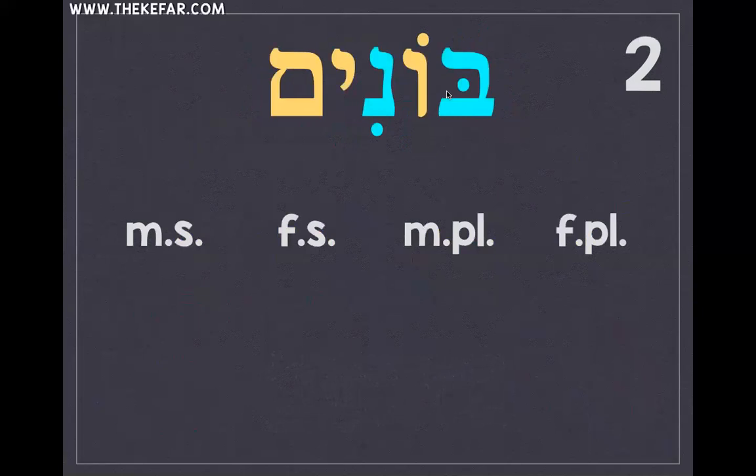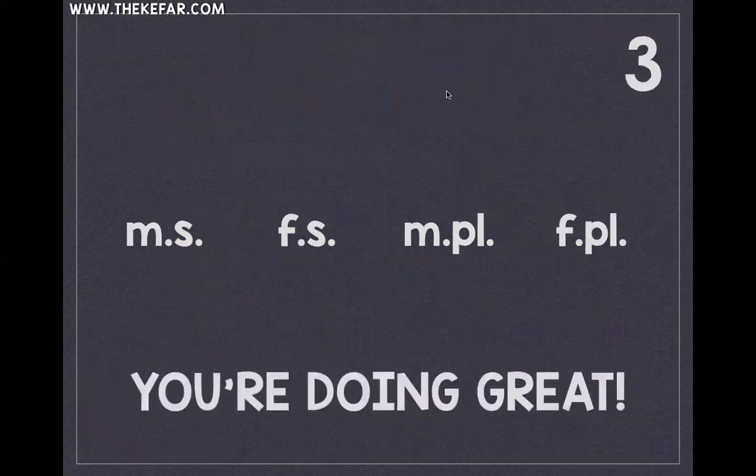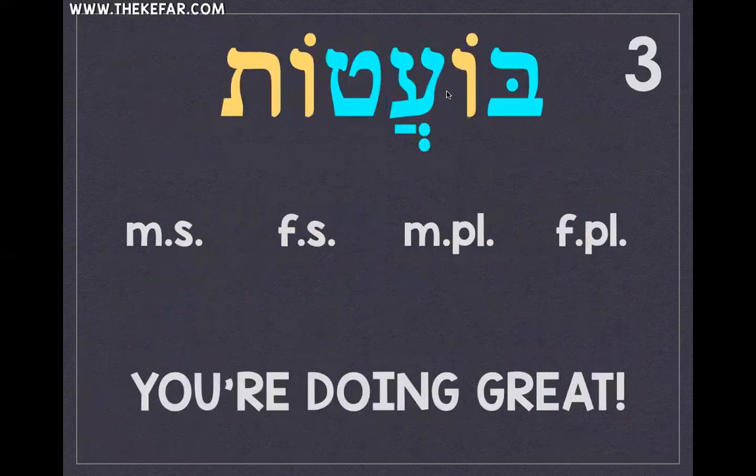So bonim, know that when it comes to verbs, anytime you have an im ending, it is absolutely 100% of the time, without exception, masculine plural, okay? So there are exceptions when it comes to nouns, but when it comes to verbs, im ending is always masculine plural. So bonim is a masculine plural conjugated form of the verb. Number 3, and I don't know if I mentioned it, there are 7 of these also. Your third verb is bo'atot.